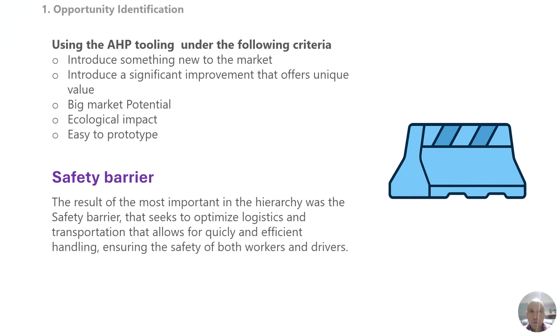After generating a wide range of innovative ideas, the next step was to prioritize them using a structured decision-making approach. For this, we applied the analytic hierarchy process, which allowed us to evaluate each concept against key criteria. The criteria we considered were introducing something new to the market, offering a significant improvement with unique value, big market potential, promoting sustainability, and ease of prototyping. The opportunity selected through this process is the safety traffic barrier, a solution that improves the logistics and deployment in the field.